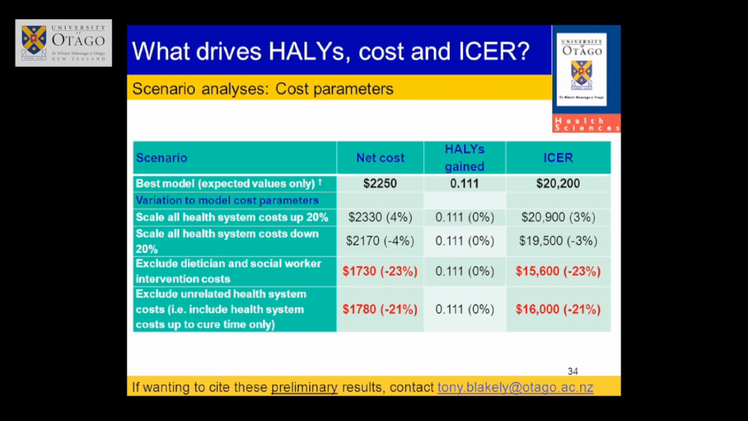If you exclude that dietitian and social worker intervention cost, it actually reduces the cost quite a lot, from here to here by 23%. And as I said before, we think that's part of the package, and therefore we think it's in the best model, but we don't actually model a health benefit per se off it. You could say that better nutrition improves your survival, but there's so much uncertainty, we wouldn't even dare try and model that.